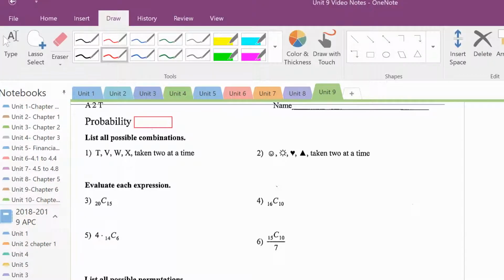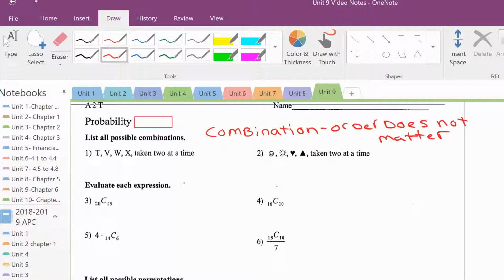First, we're going to talk about how to differentiate between a combination and a permutation. A combination is when order does not matter. The formula for combination is n factorial over n minus r factorial r factorial.